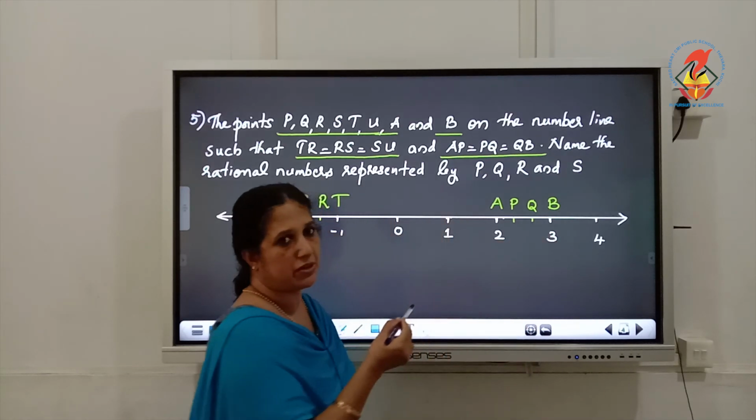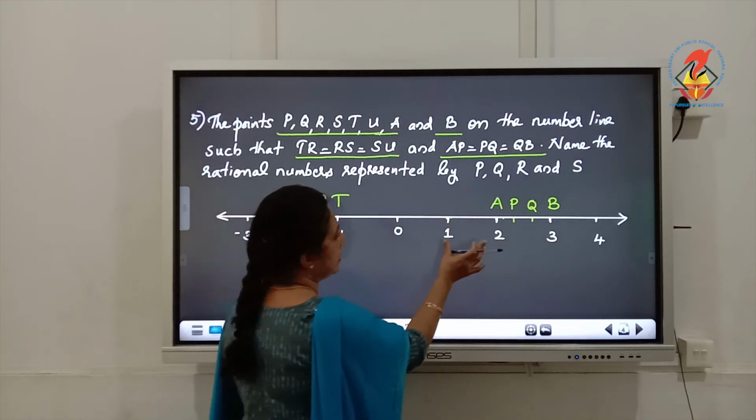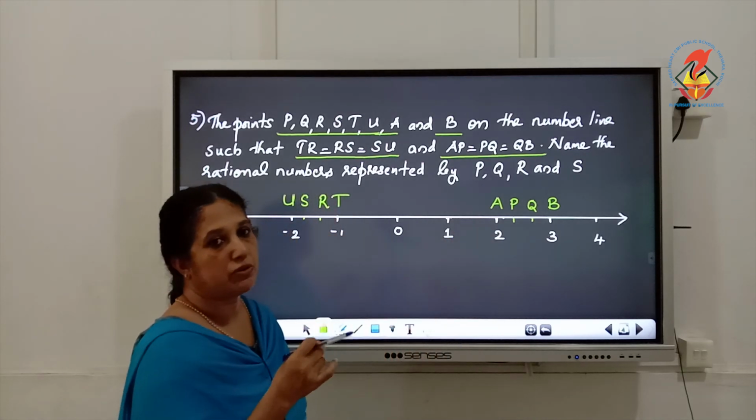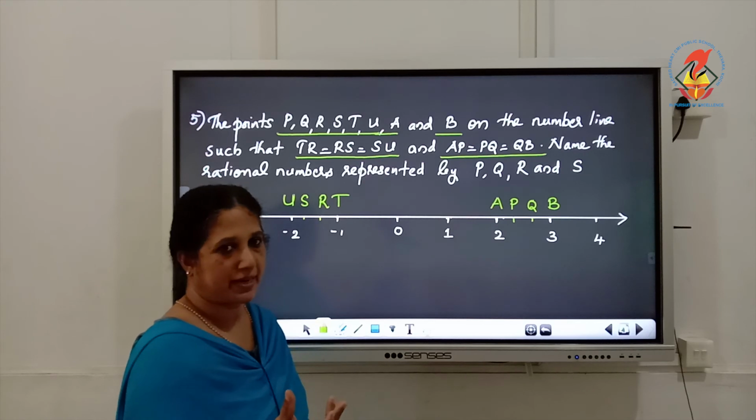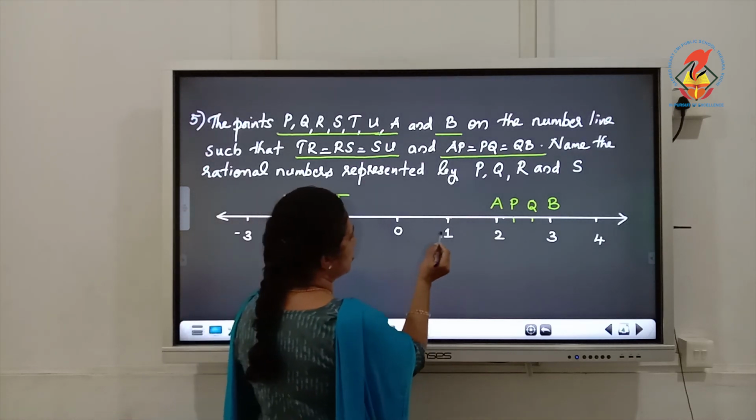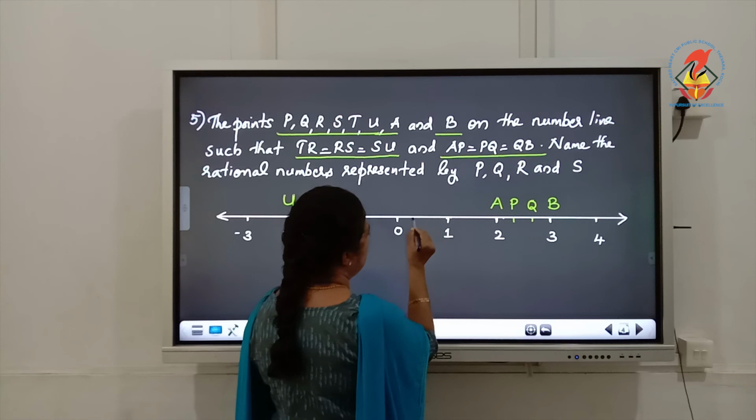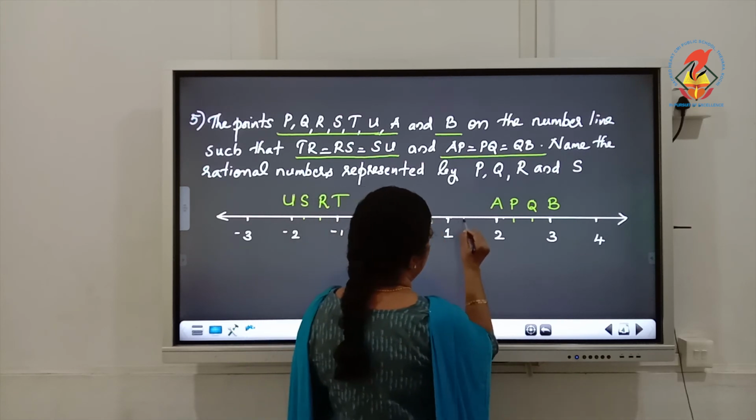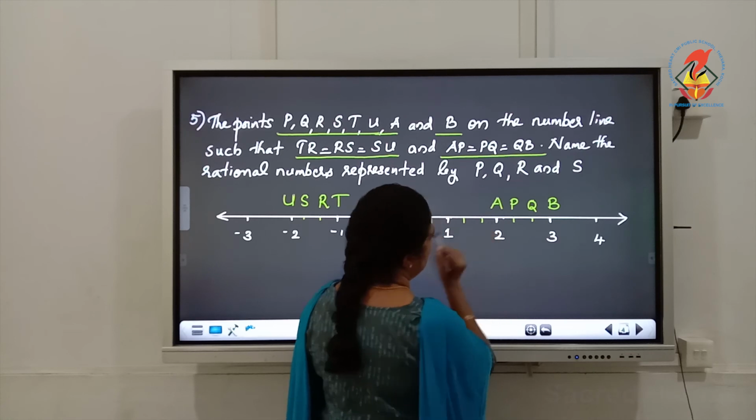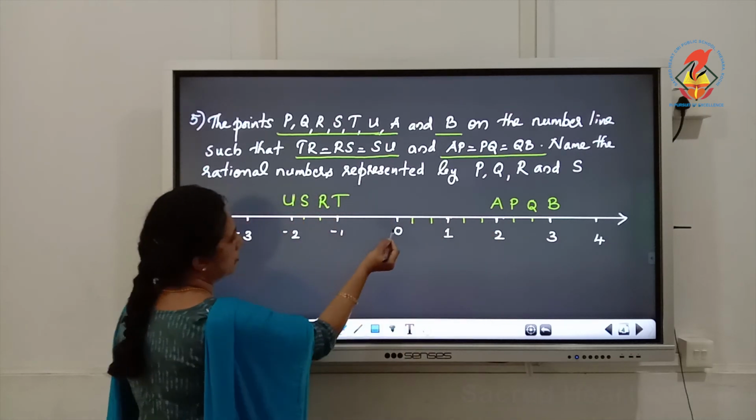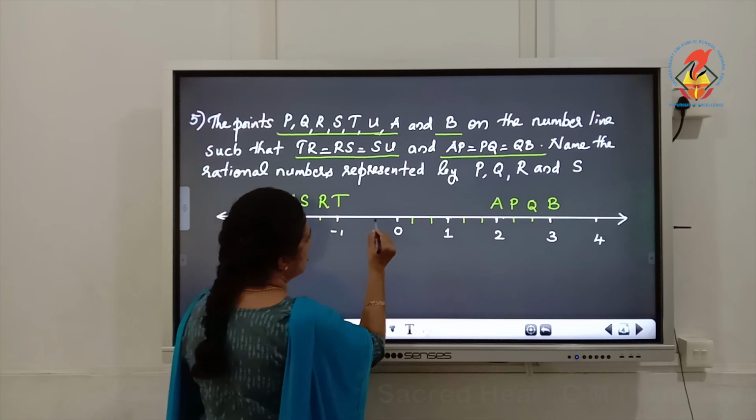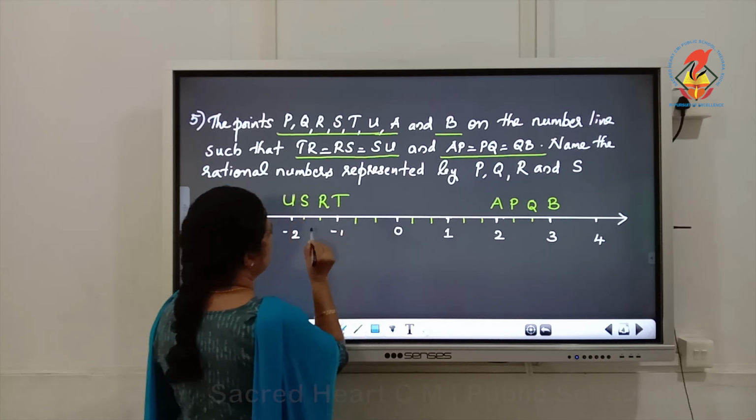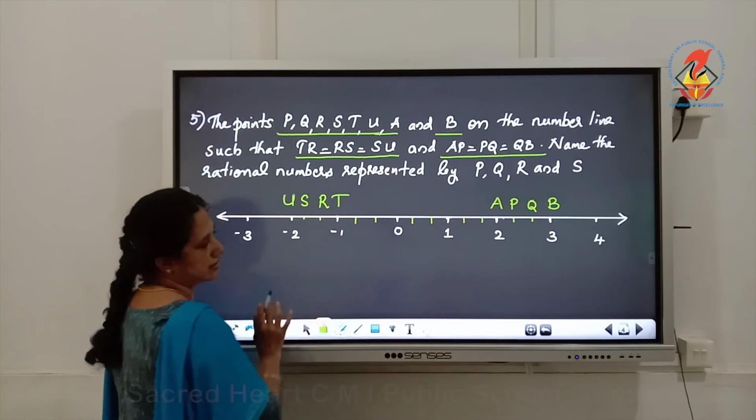So what is the meaning of that? The distance between 2 consecutive integers is divided into how many equal parts? 3 equal parts. So the distance between 0 and 1 we can divide into 3 equal parts. So 1, 2. We got 3 equal parts. Again 1, 2. We got 3 equal parts. Now go to the left side also. We have to get 3 equal parts. First part, second part, third part. Again first part, second part, third part.